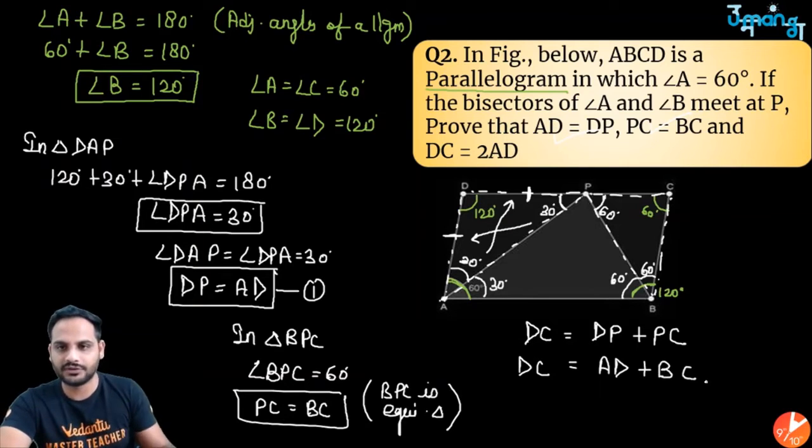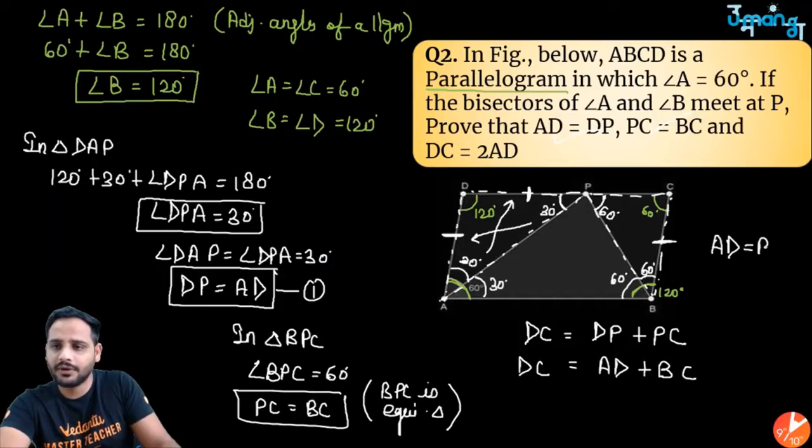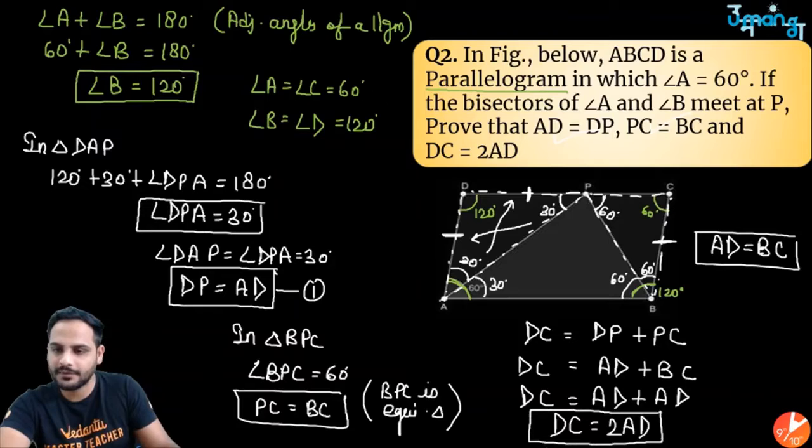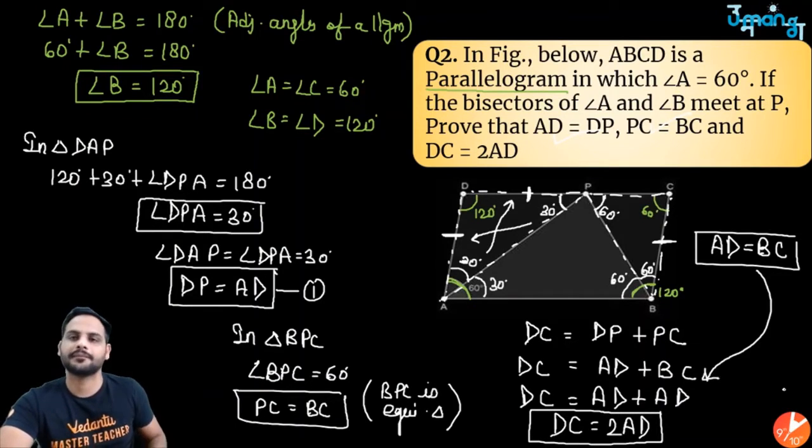Also, one more thing, since AD and BC are opposite sides of a parallelogram, AD and BC will be equal because opposite sides of a parallelogram are equal. So if AD and BC both are equal, in place of BC also I can write AD again. So DC is equal to AD plus AD. That means DC is equal to 2 times of AD. Got it? So this is how this question will be solved.